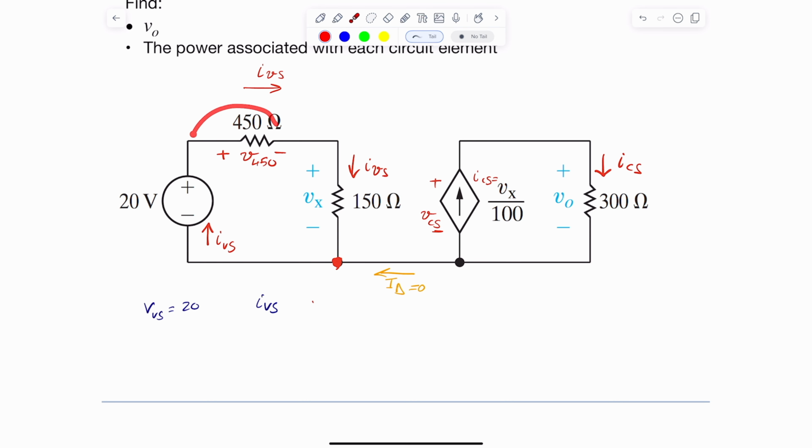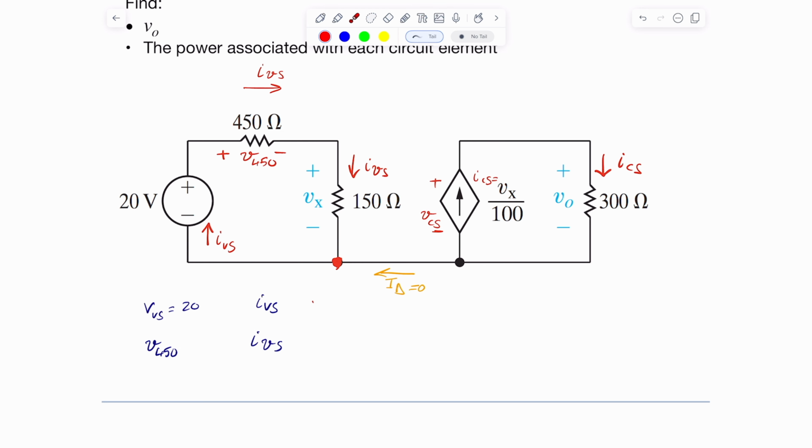We have a voltage and a current. So technically I have V450. I don't know that, but I know I_Vs, and it's the same I_Vs in here, so I don't need to repeat it. And frankly speaking, if I know I_Vs, I should be able to know I_V450, so I don't need to know both.